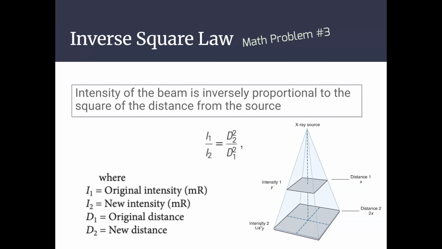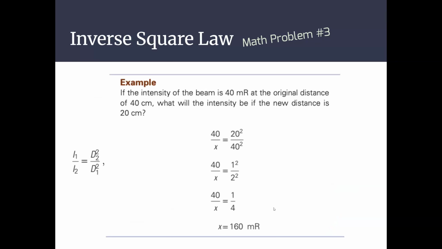Algebra. Okay, so here's an example. If the intensity of the beam is 40 MR, is it milliroentgen? It is. Okay, guys, I apologize.